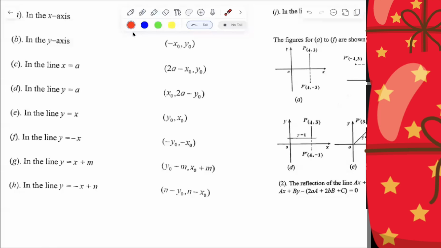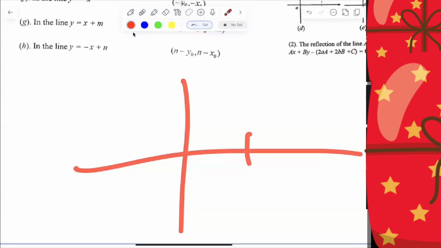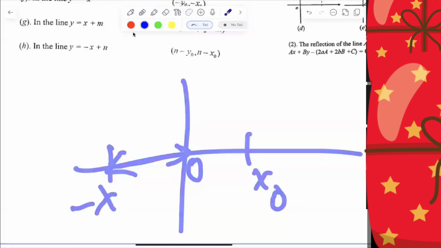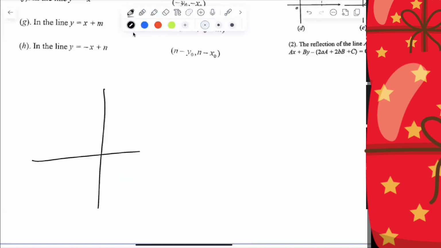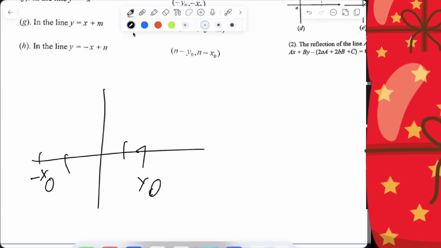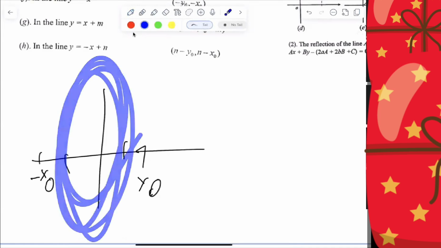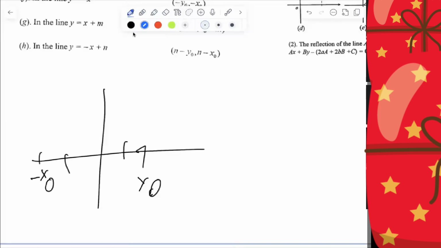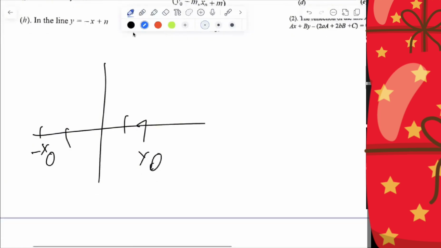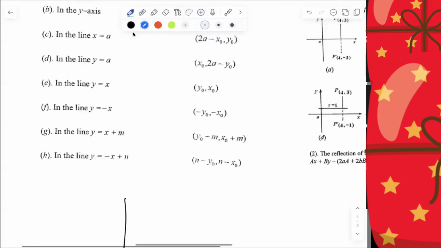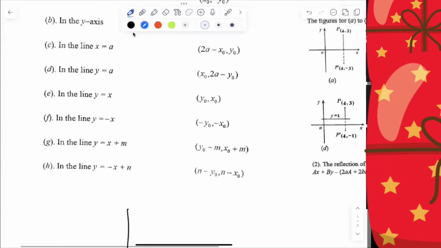Let's prove this. Consider a reflection. Say this is x0 and this is 0. Then the other side gives you the same length and the same orientation. These lengths are congruent and they're going in the same direction relative to this line. That is considered a reflection. No matter which y point, it doesn't matter because it's reflecting across the axis.